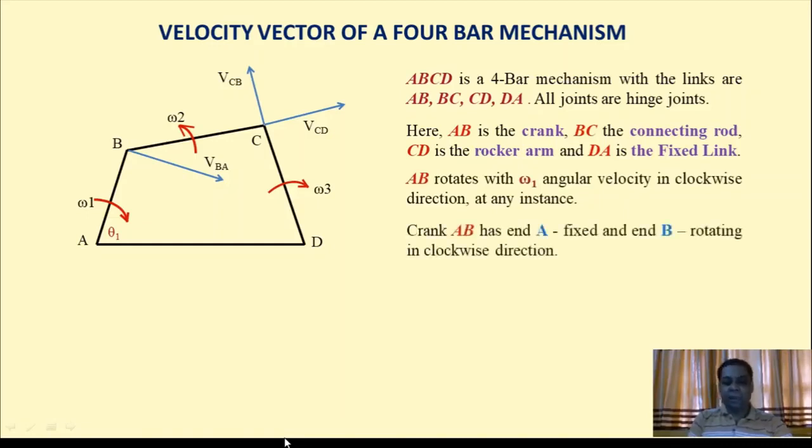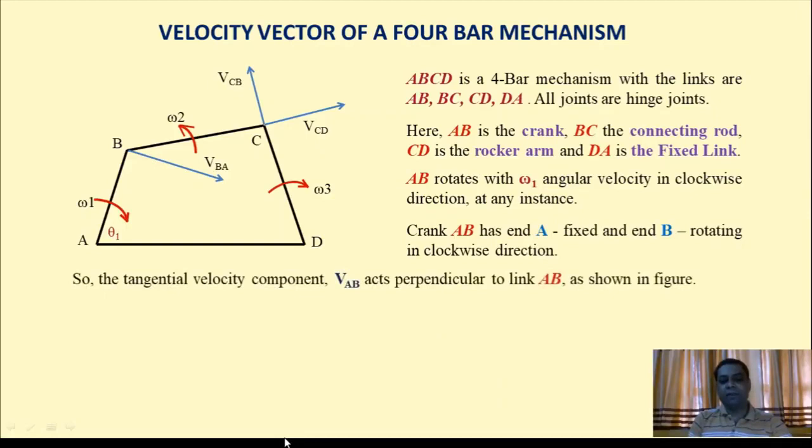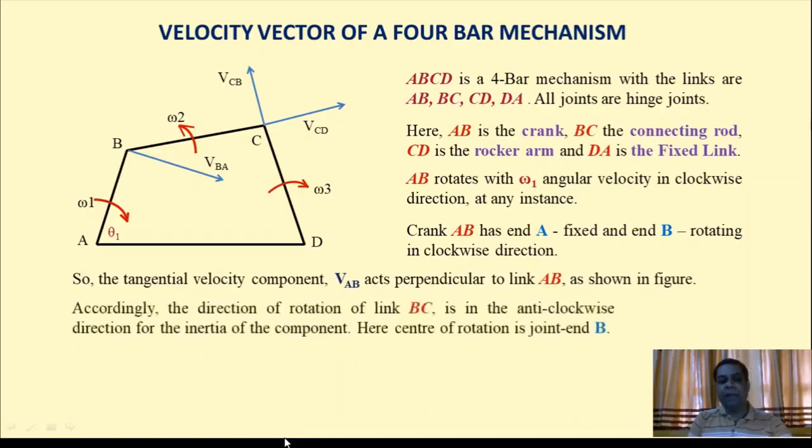Now for crank AB, the end A is fixed and B rotates in the clockwise direction. So the tangential velocity component Vba acts perpendicular to the link AB as shown in the figure. Accordingly, link BC rotates in the anti-clockwise direction.